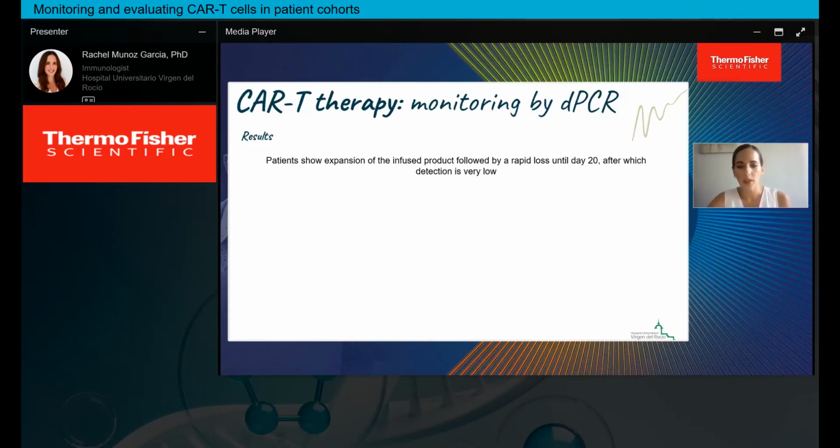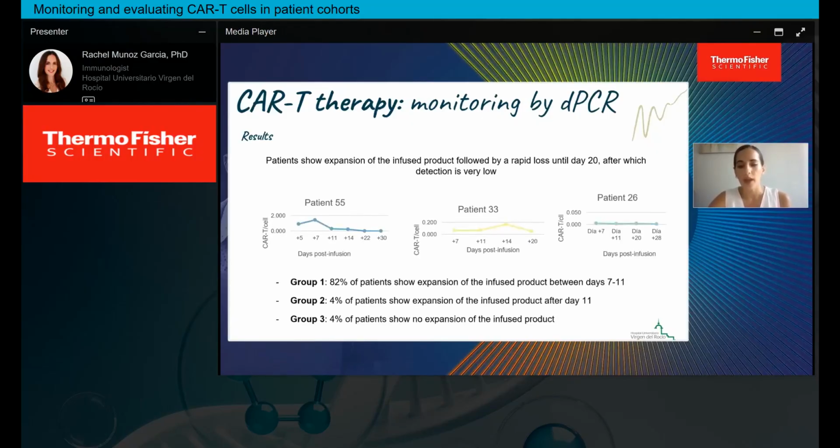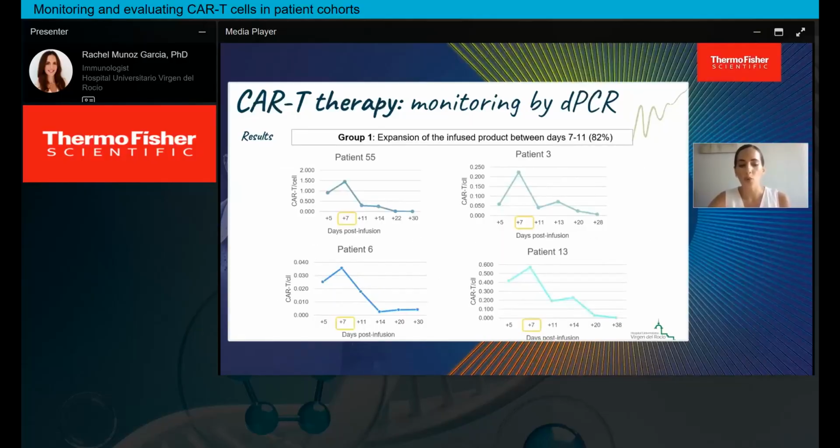Considering all data of the patients, we can say that patients show expansion of the infused product followed by a rapid loss until day 20, after which detection is very low. And if we represent this data over time in a graph, we can distinguish 3 groups. Group 1 is the group whose expansion of the infused product occurs between days 10 and 11, and the great majority of patients are in this group, 82% of patients. This is the typical expansion curve of this group.